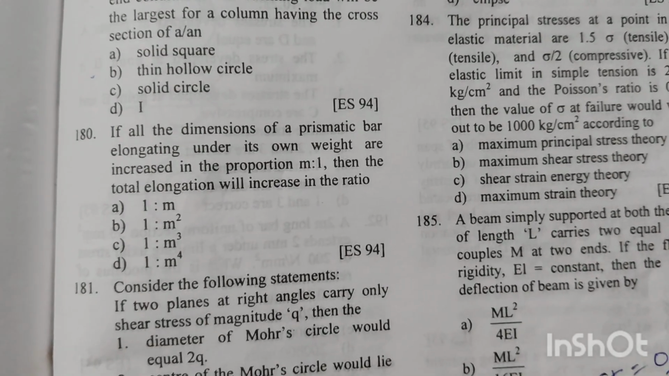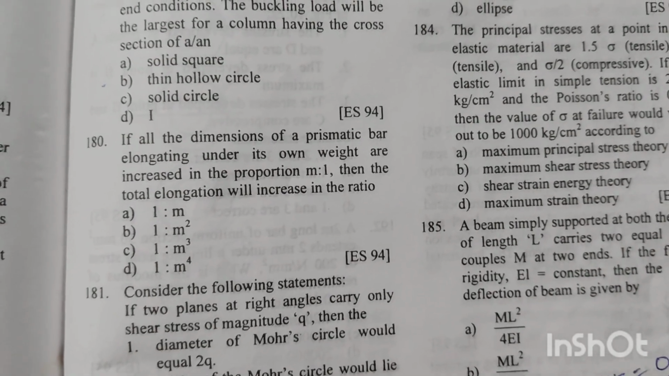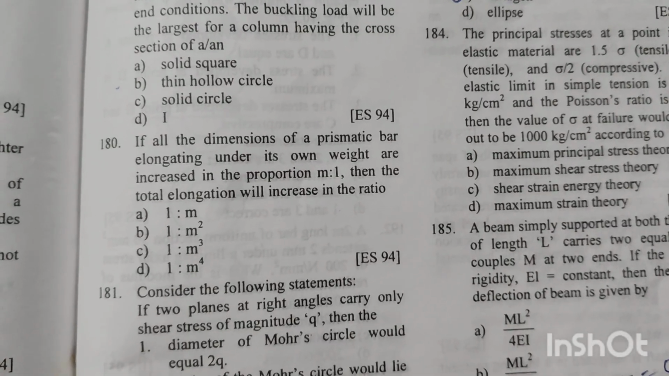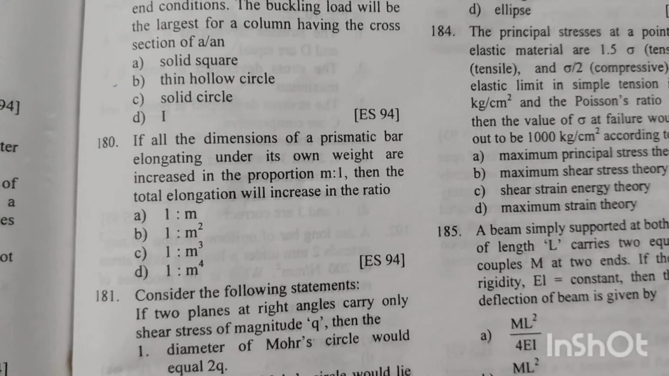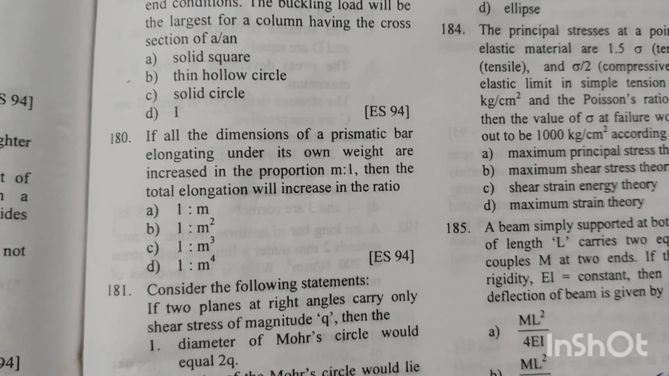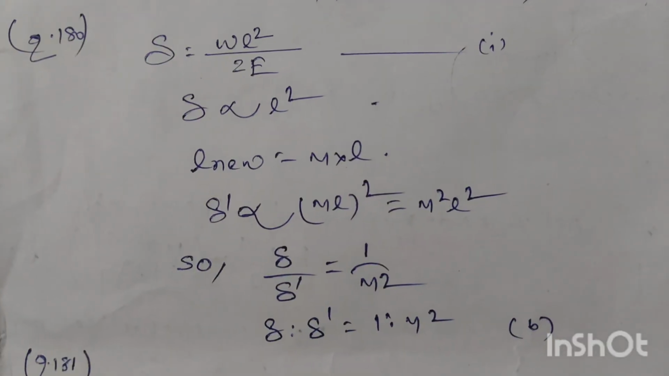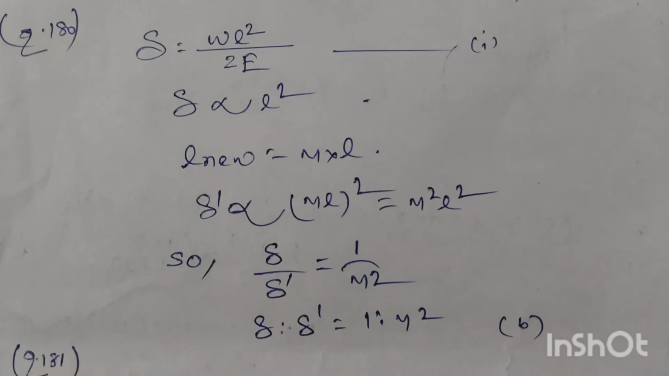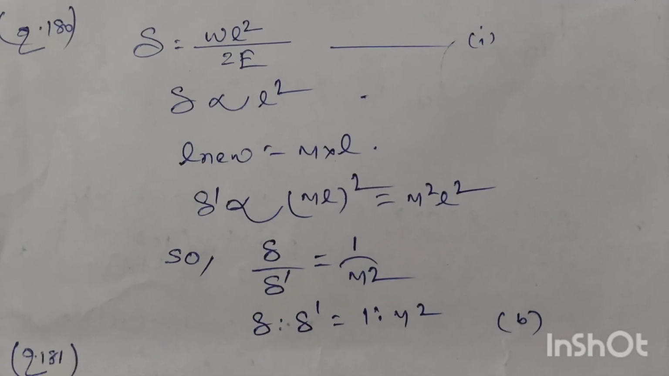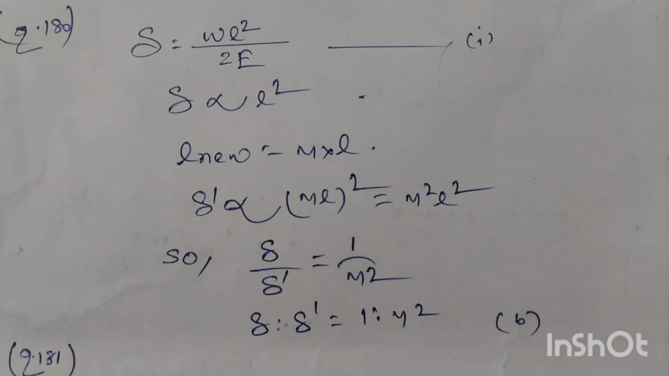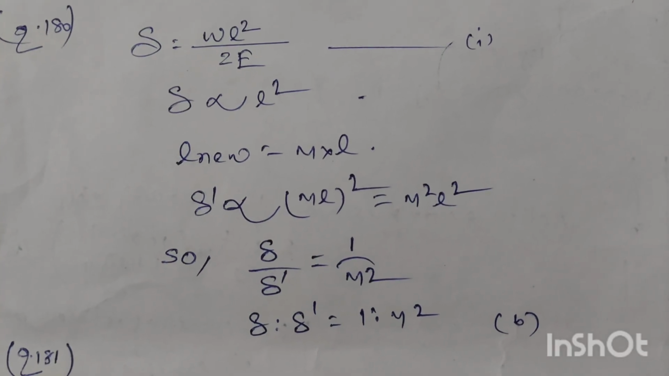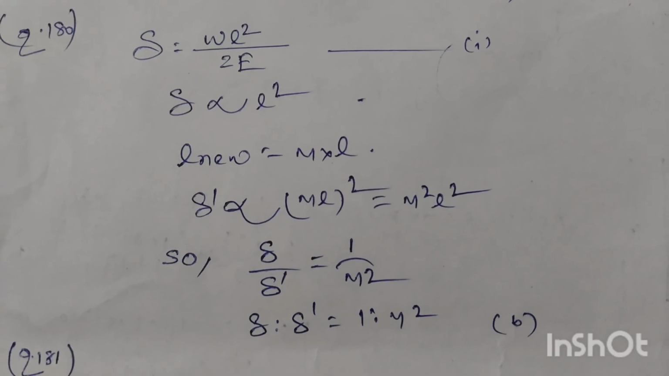Question number 180. If all the dimensions of a prismatic bar elongating under its own weight are increased in the proportion of m:1, then the total elongation will increase in the ratio. We know the formula for self elongation of a prismatic bar: del is equal to W L square by 2E, where L is the length of the bar, E is the Young modulus of the bar and W is the weight of the bar.